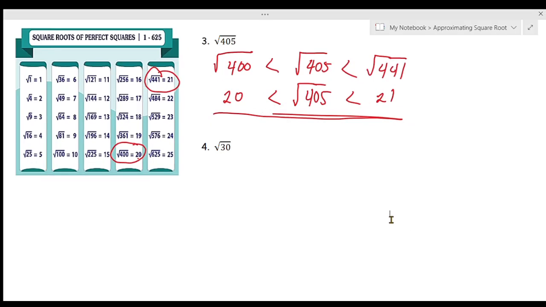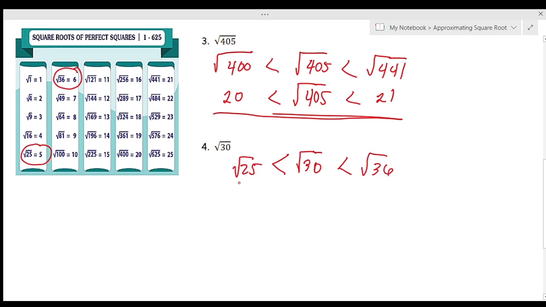The answer will be: the square root of 30 lies between 5 and 6. So we have this. We need to find the square root of 25. It's already here, we have 5. And then the square root of 30, copy. And then the square root of 36 is 6. So therefore, our answer is this one. The square root of 30 lies in between 5 and 6. 5 and 6 are integers.